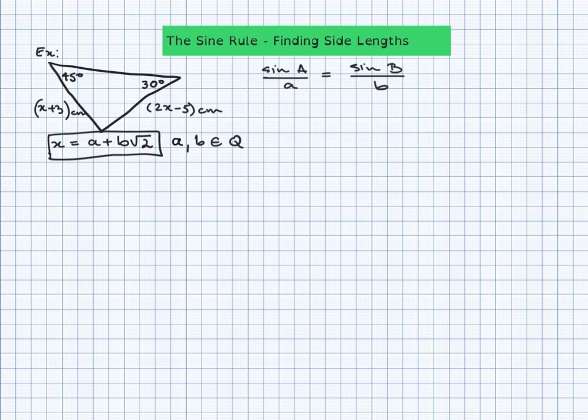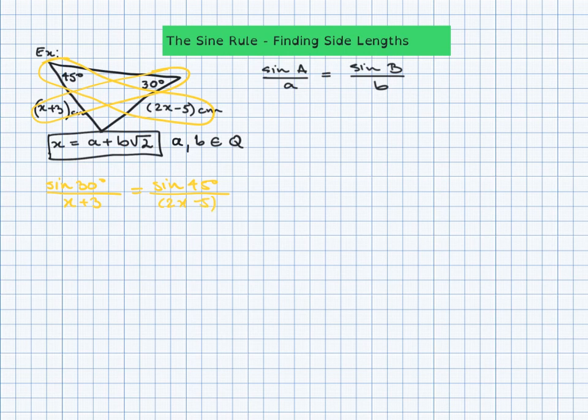Again, I'm just going to go with using yellow. So I have opposite sides and angle, opposite sides and angle, and let's start. Sine of 30 over x plus 3 equal to sine of 45 over 2x take away 5.